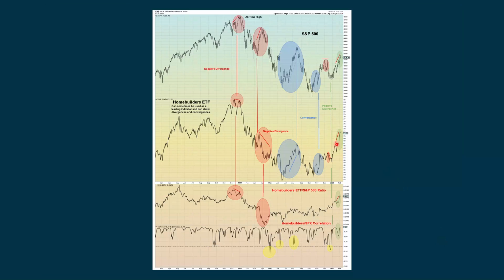The home builders, we're looking for divergences or convergences here, where we're seeing a real breakout with the S&P 500. We're also seeing the home builders ETF going up. The ratio is also going higher, and they're having a tendency to go in the same direction. When these get out of line with each other, that's when we really take notice.